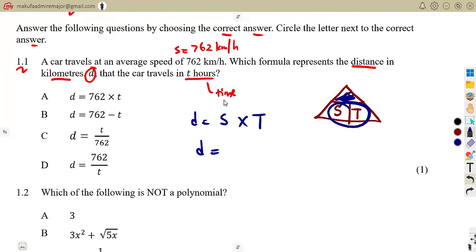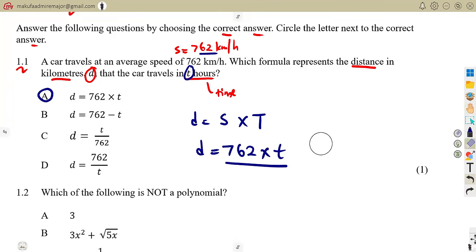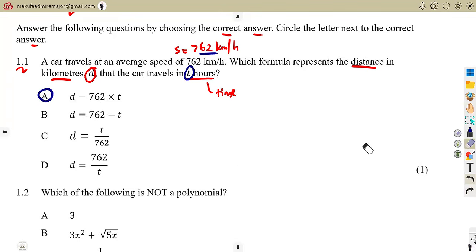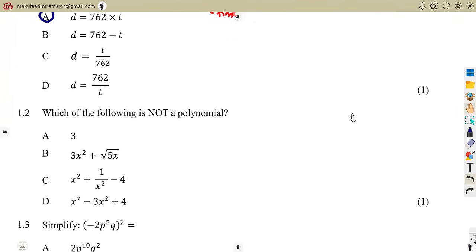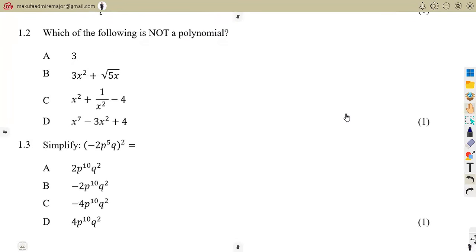So the speed is supposed to be in kilometers per hour multiplied by the time, and our time is given as what? As t. So we are going to have the product of the two, which is the first one. A was the best answer for us, where we have the product of those two, speed and the time. Which of the following is not a polynomial on question 1.2?